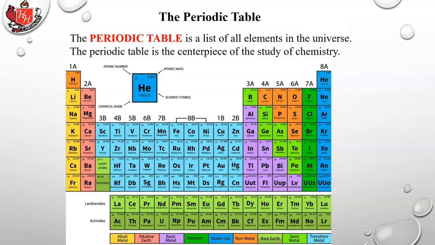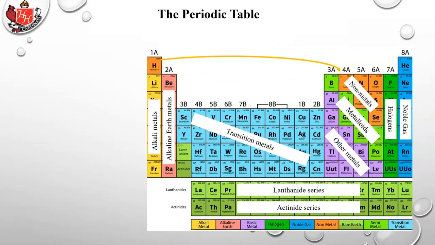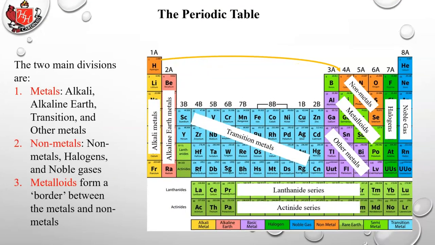There are basic divisions of the periodic table, and here's the periodic table. It's a list of all the elements in the universe. The periodic table is the centerpiece of the study of chemistry. And there you see some of the divisions of the periodic table that we will be referring to. Eventually you'll learn these without trying to memorize them.